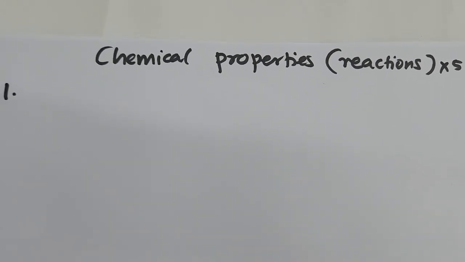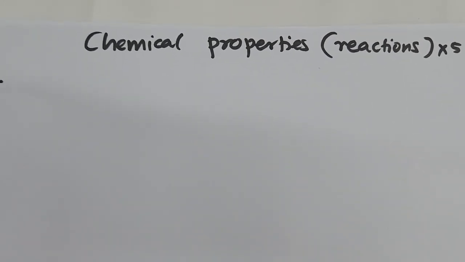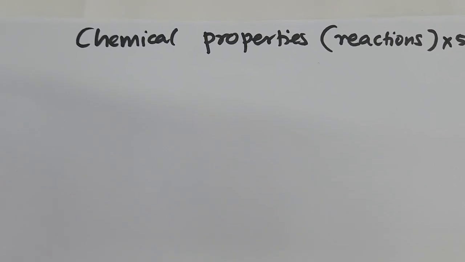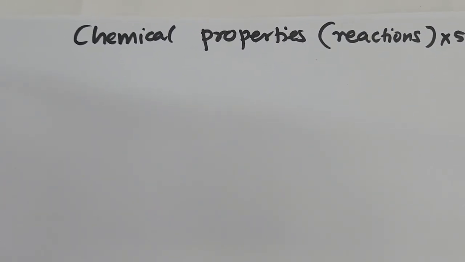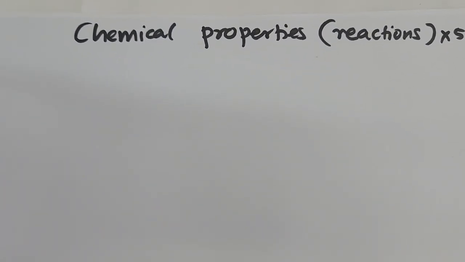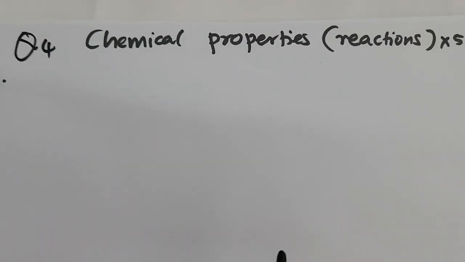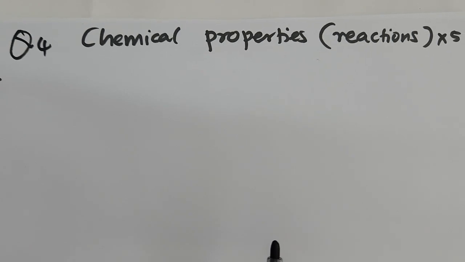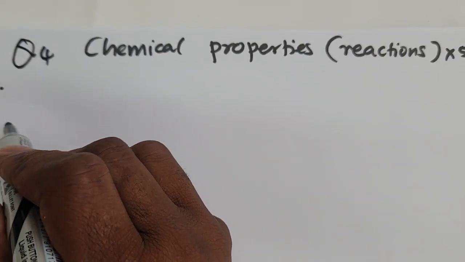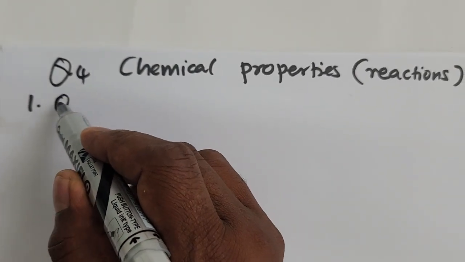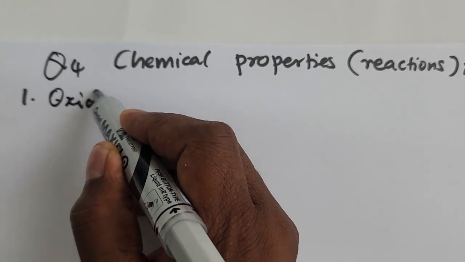Today let's focus on chemical properties. One of the easiest sections in organic molecules in a normal question paper is question number 4. There are 5 reactions that we need to know in this section. Let's just, without any waste of time, talk about the first one, which is oxidation.